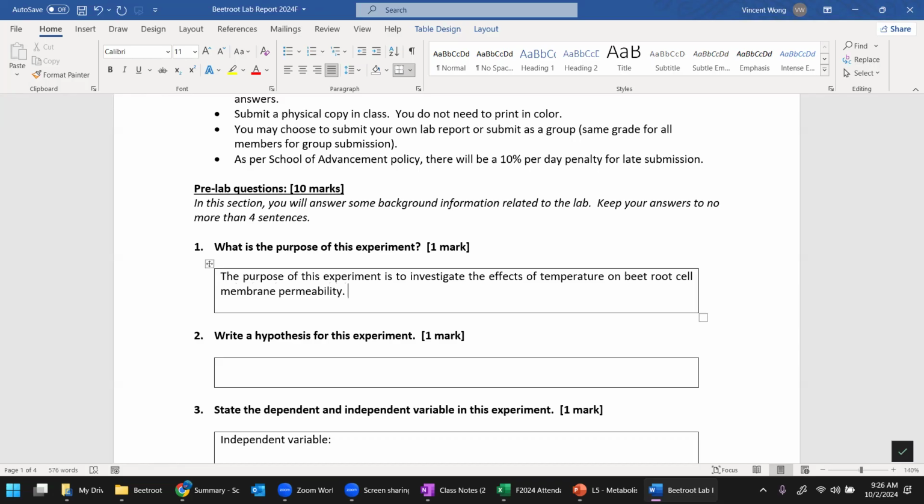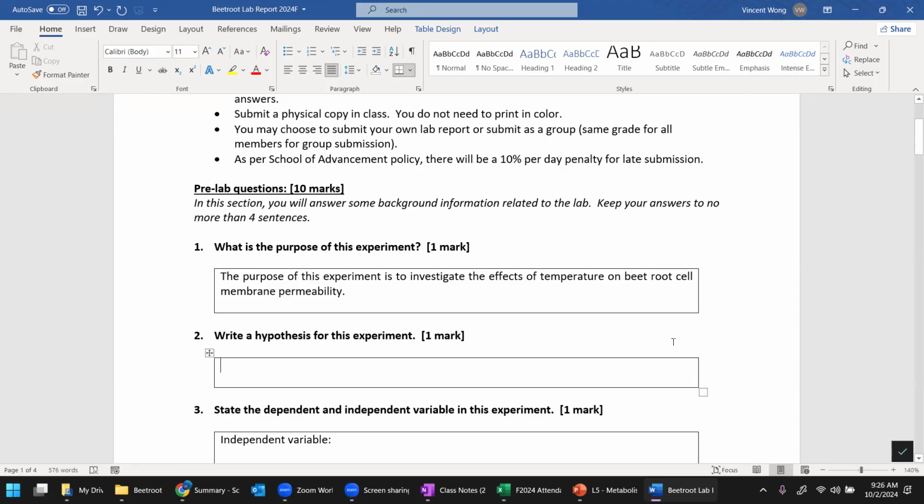But it serves a purpose, right? It shows you how it's done. Right? The answer should be appropriate to the amount of marks that's given. Right? If it's only 1 mark, don't write me a novel, okay? Just try to keep it clear, concise, and correct, okay? So that's what we're gonna do. Write a hypothesis for this experiment.